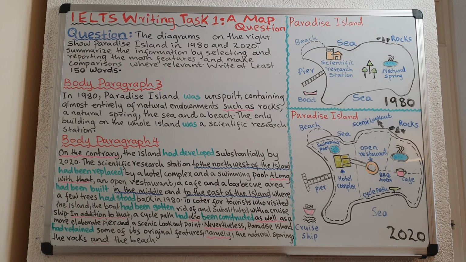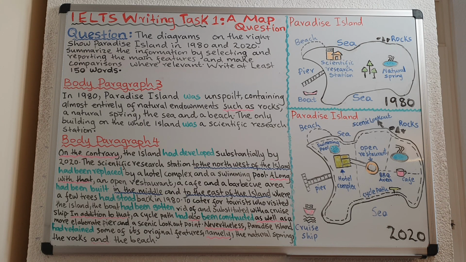Another difference, in addition to that, see, I use more linking words to show that I am still talking about other differences between the island in 2020 and 1980. In addition to that, a pathway had also been constructed. Now, if you look at Paradise Island in 2020, you can see they have a pathway on the island. That was not there in 1980. So, a pathway had also been constructed. Constructed means that it has been built.